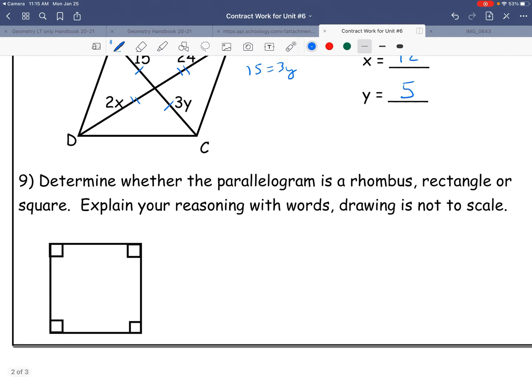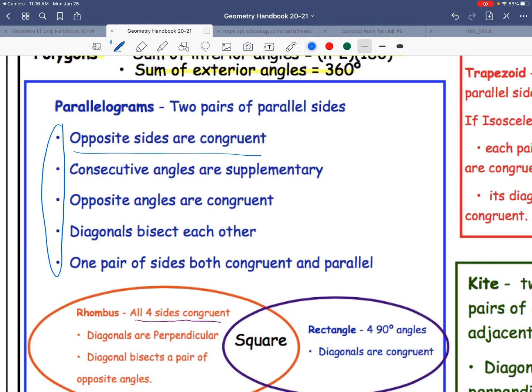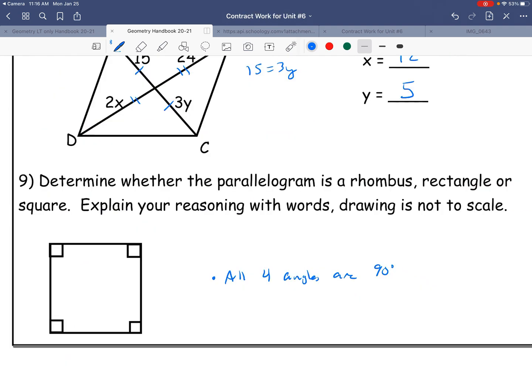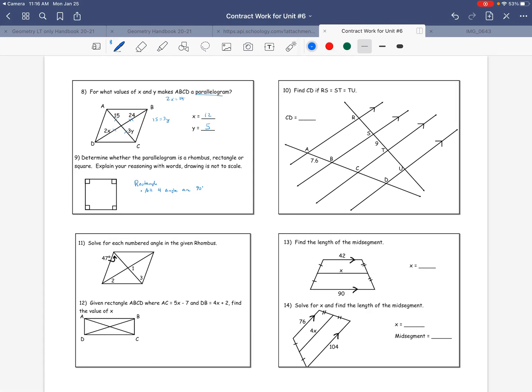Determine whether the parallelogram is a rhombus, rectangle, or square. This type of problem always starts with what you see. And here's our reasoning: all 4 angles are 90 degrees. Now look here, where do we have all 4 angles 90 degrees? That's with the rectangle. So this shape is a rectangle because all 4 angles are 90 degrees. Too often I see just random properties listed here and they're not shown on the diagram. This has to be shown on the diagram.